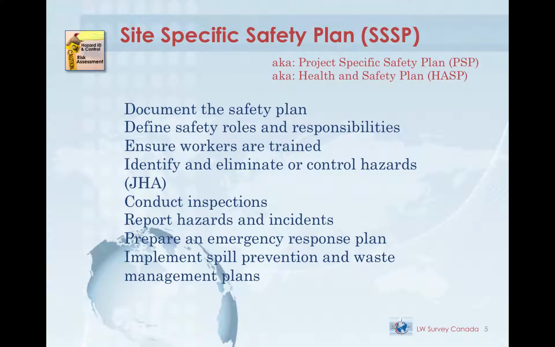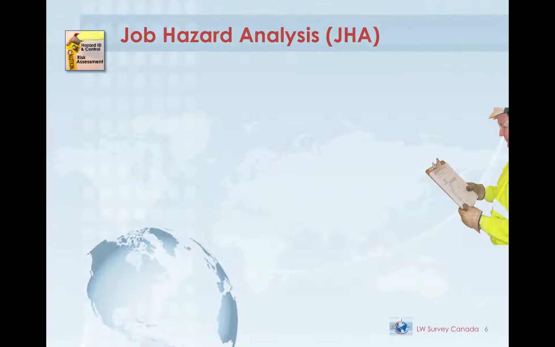Consistently organizing our safety planning and communication in an SSSP lets us make sure we've addressed potential hazards in your workplace and that we've met the legislative requirement to document our planning. The second tool we use is a job hazard analysis. The JHA may also be referred to as a job safety analysis or a job loss analysis.